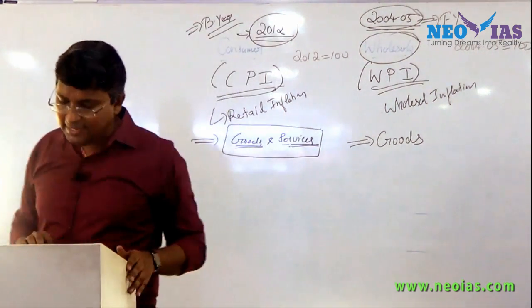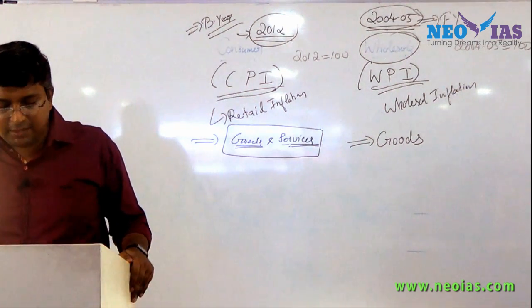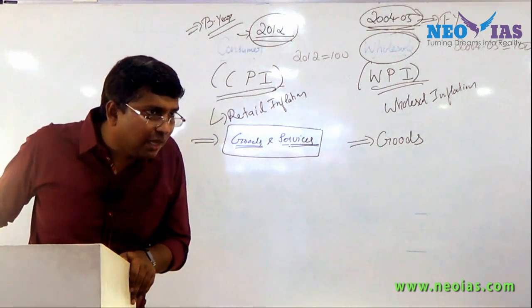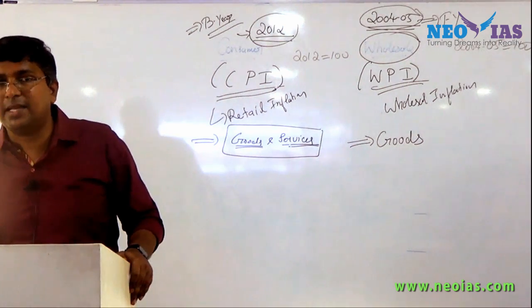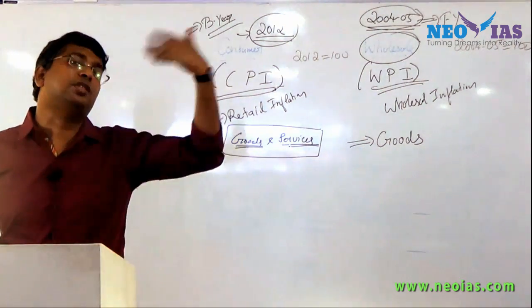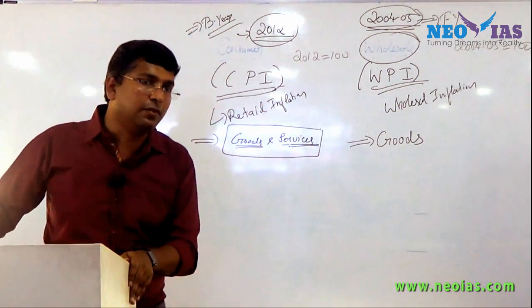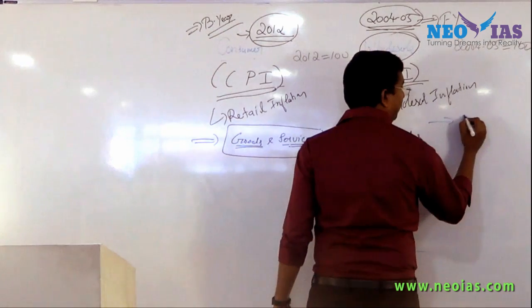DIPP releases it. The authority responsible for compilation and release, the Office of the Economic Advisor, Department of Industrial Policy and Promotion, releases the data of the wholesale price index, because they are already asked in relation to some other index. So just have an idea who releases the data related to the wholesale price index. It is DIPP.